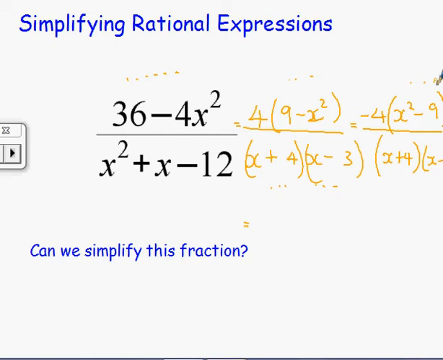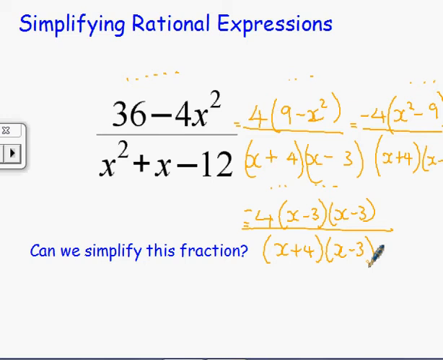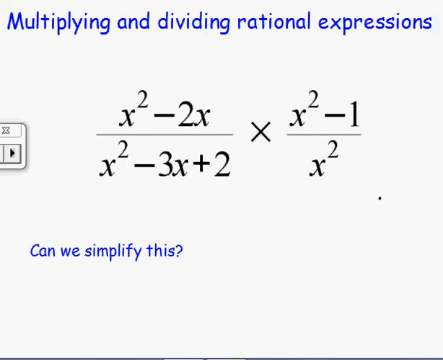Now I'm going to sort out this difference of squares. So I've got minus 4, x minus 3, and x plus 3. And then I've got x plus 4 and x minus 3 here. So now I can look and see, yes, there's something that I can cancel. So I have x minus 3 and x minus 3 I can cancel there, which leaves me with minus 4, x minus 3 over x plus 4. Excellent. Let's have a look at the next one.